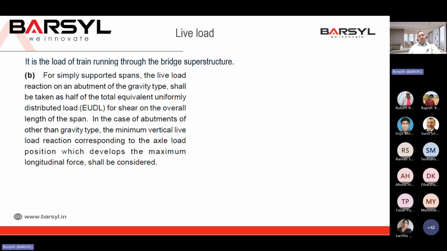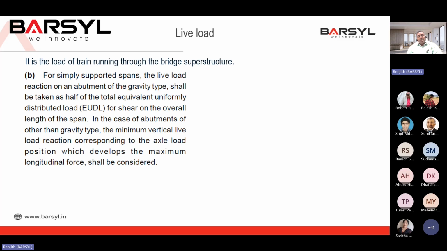And live load. Live load is the load of the traffic for road, or for railways, it is the load of the live trains passing through, utilizing the bridge. For example, for DFCC, the loading will be 32.5 ton axle loads, and for normal railway passenger traffic, it is 25 ton loading. So that is the load. And for road bridges, the loadings are as per IRC 6. It is clear what loads are to be taken.